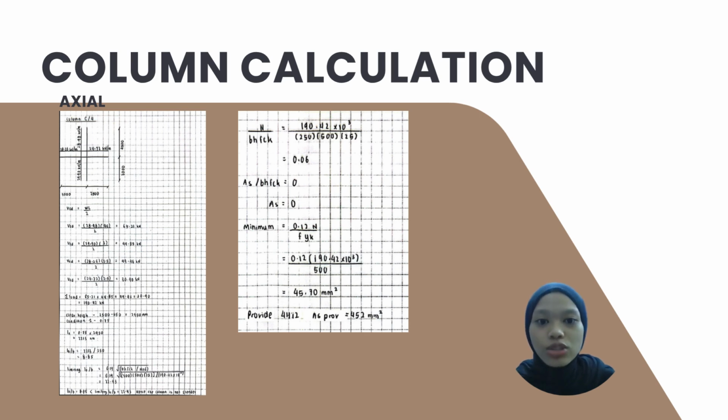We also need to calculate the minimum requirement for AS, using the formula 0.12 N over FYK, and we got 45.70 millimeter square. So we provide 4 H12, which is 452 millimeter square.